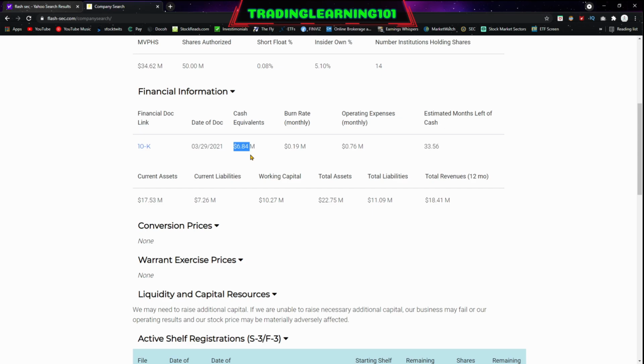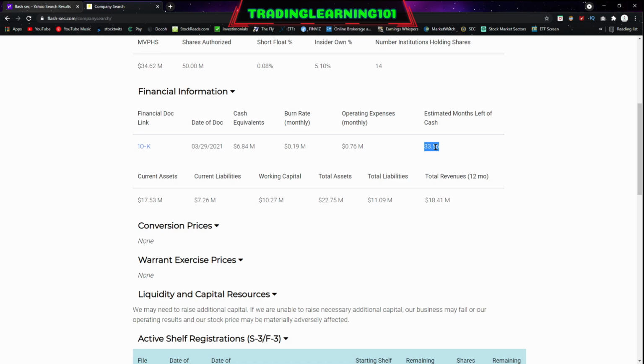The next key important subject is their burn rate monthly. They're burning $250,000 per month. So that's really, really low. So they have a lot of cash on hand. Their burn rate is super low. Their operating expenses monthly is just under $1 million. And they have estimated months left of cash. They have 33 and a half months of cash on hand. So that's really, really good.